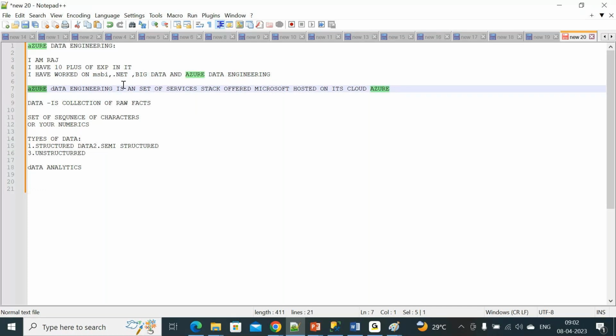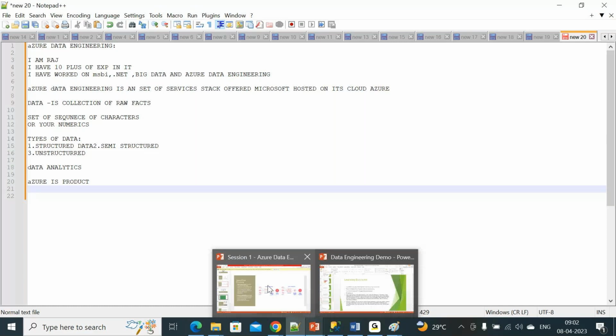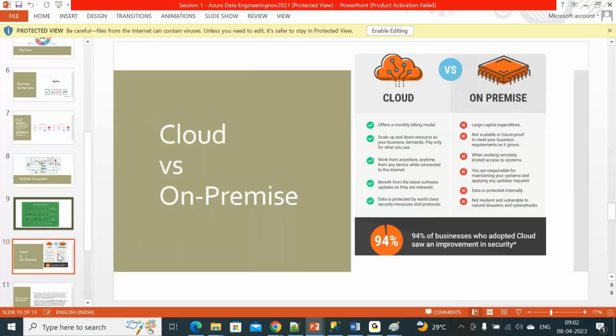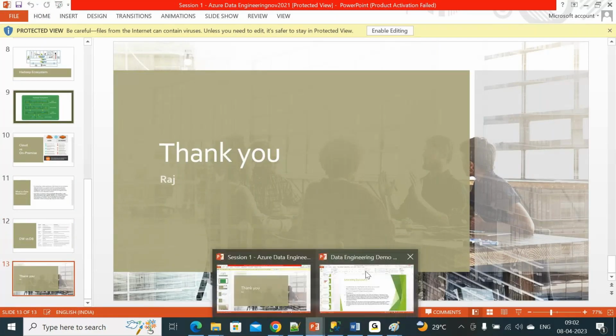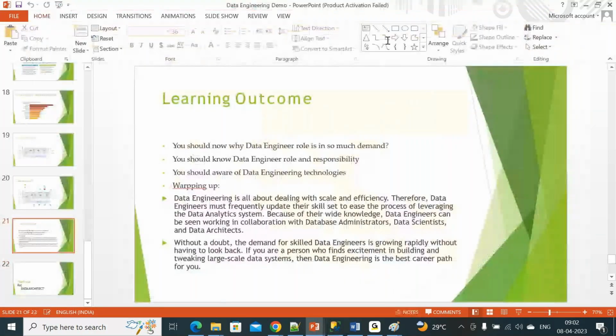Azure is a cloud product from Microsoft. So what is cloud? The next demo will be on what is cloud, sir. Today the demo is about data engineering. Next demo will be on what is cloud and what is data warehouse. For every beginner, first I want to say what is data engineering, which I give today. Tomorrow's class will be on cloud, the second demo. Then I will interlink these two things.